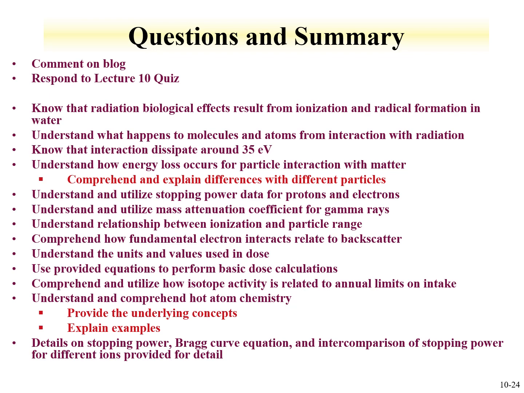You should understand how energy loss occurs for particles' interactions with matter, and comprehend and explain the differences with different particles: protons, charged particles, electrons, photons, and neutrons. You should understand and utilize stopping power data for protons and electrons. This is the same for mass attenuation coefficients for gamma rays. You should understand the relationship between ionization and particle range. Comprehend how fundamental electron interactions relate to backscatter, as backscatter is a method that can be used for chemical analysis.